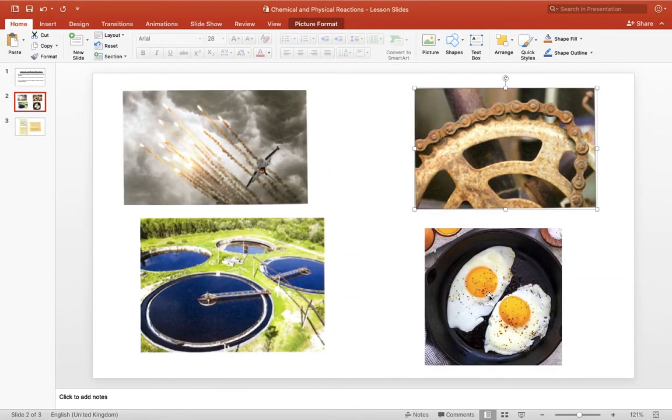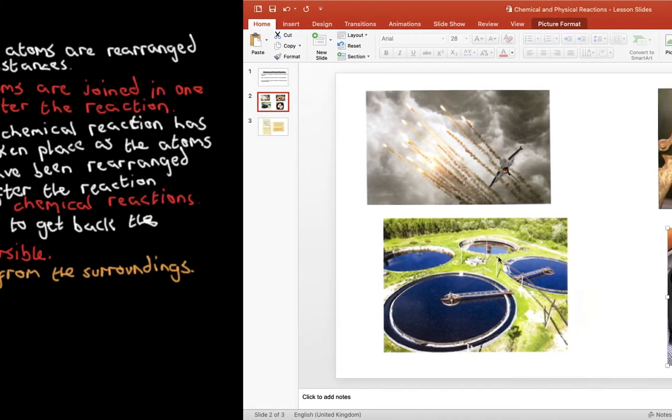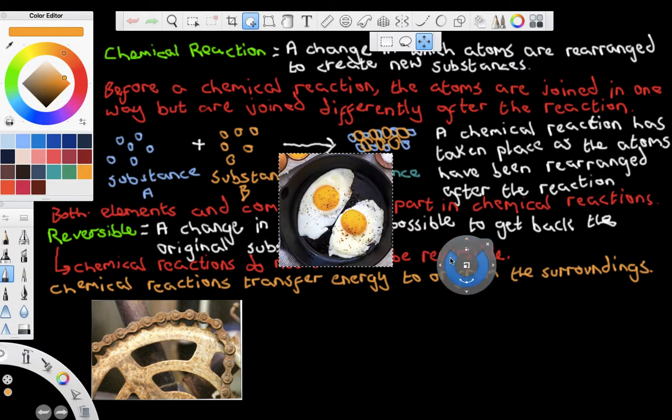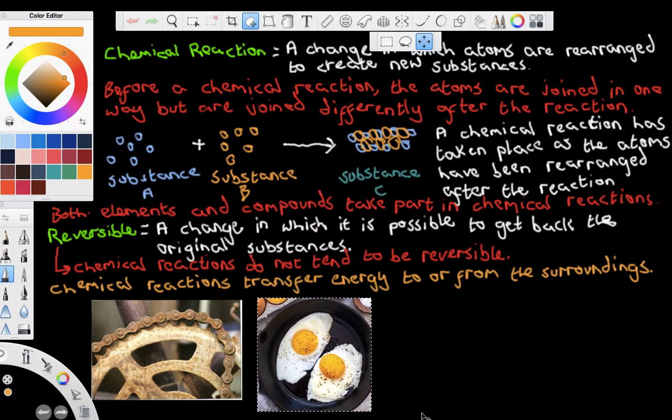Another example would be when we fry an egg. When we fry an egg, we bind up the proteins found inside the egg to form a new substance which we see as a solid egg, which we eat.